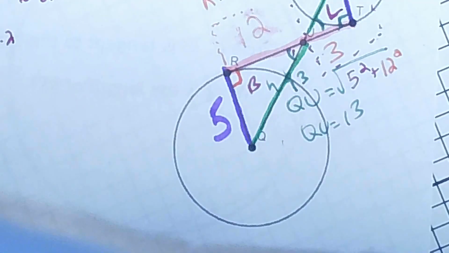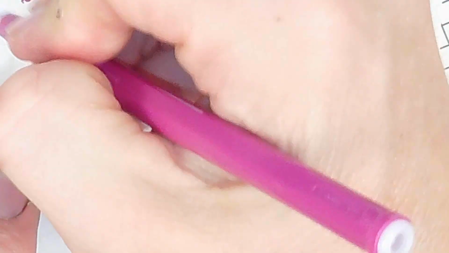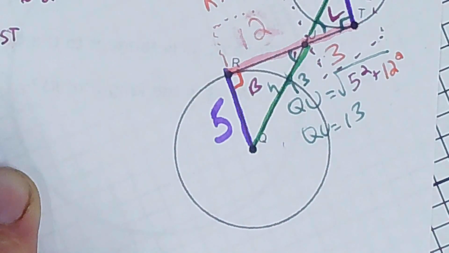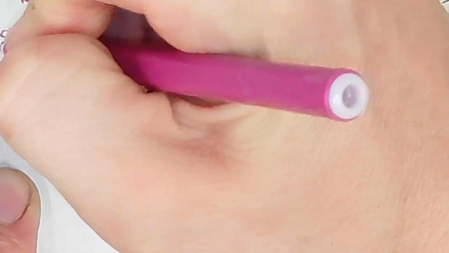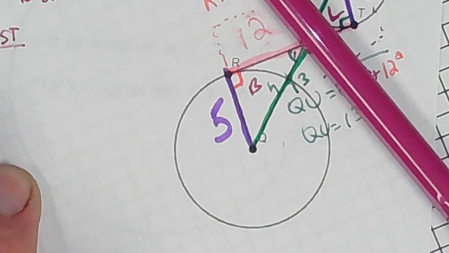And in this case, the opposite is my unknown. I don't know that yet. It's my ST. That's the thing I was solving for. ST divided by the thing I do know, which was 3. Where'd my pen go? 3.